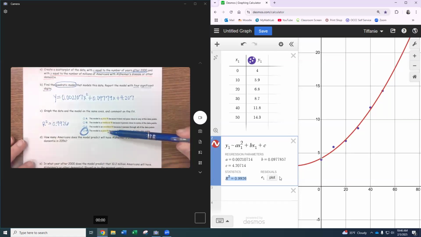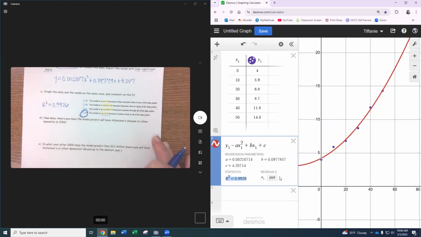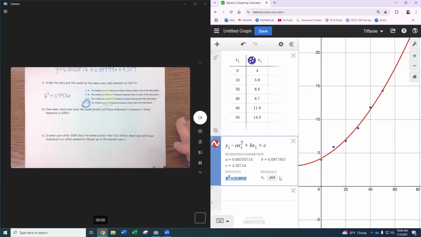Now, what separates a good from mediocre? I don't know. What separates mediocre from poor? I don't know. But your answer will always be a good fit. Okay, spoiler alert. Now, up until this point, that's what we pretty much did for example 1.